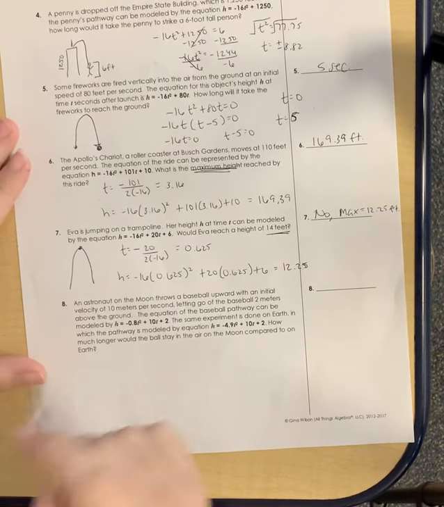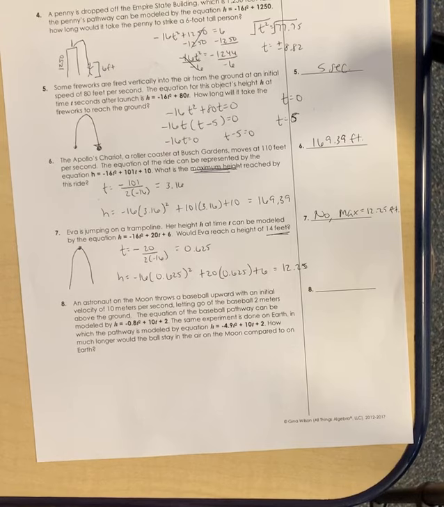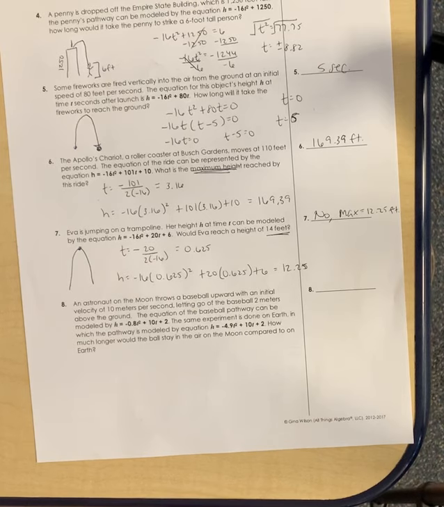Okay, and then this last one, an astronaut on the moon throws a baseball upward with an initial velocity of 10 meters per second, letting go of the baseball 2 meters above the ground. The equation of the baseball pathway can be modeled by h equals negative 0.8t squared plus 10t plus 2.